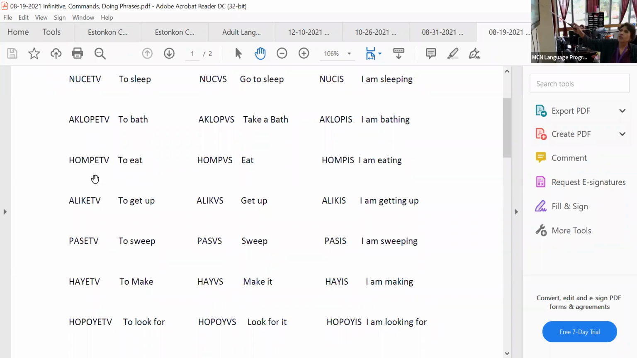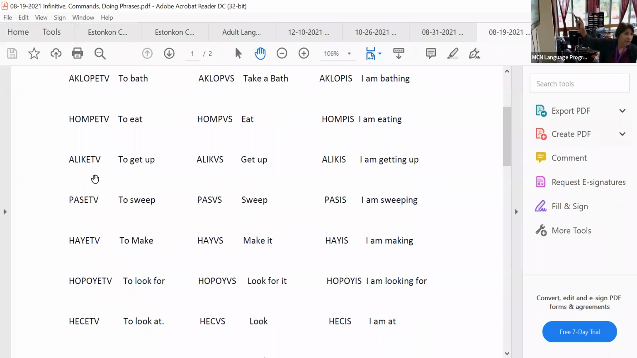Alegida, to get up. Now this was every day for me this past school year. Alega, get up. See, I'm making a command, ain't I? I'm asking somebody to do something. Alegas. I tell my grandkids, alegas. And that is get up. But if you're saying alegas, I am getting up. Remember, anytime you're doing something, it's got to have this AC at the end.